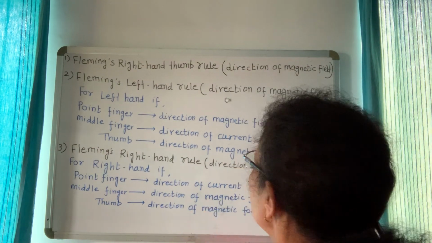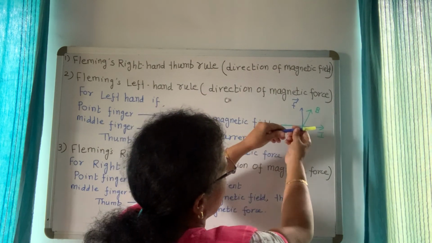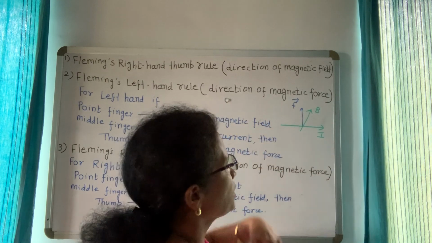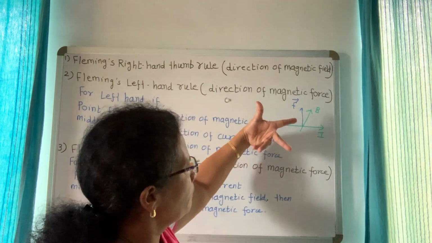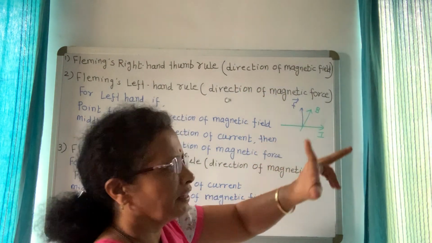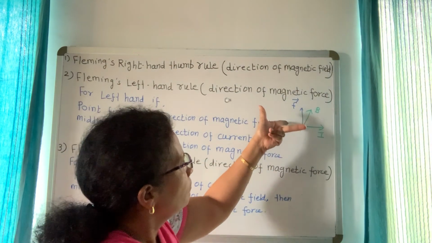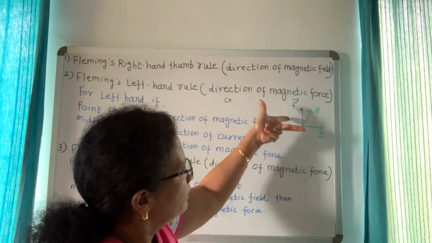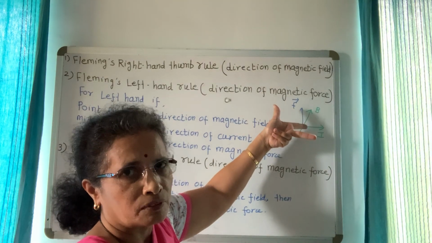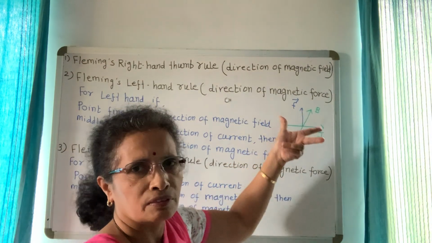So see this diagram. If this is the conductor, current moving in this direction, and the magnetic field is inward, right? So we have to find out the direction of force. So see, using Fleming's left hand rule, this is my left hand. See the direction of the magnetic field. The point finger represents the direction of magnetic field inwards. Then the middle finger gives the direction of current. So this is the direction of current. The thumb represents the direction of magnetic force. So this is in the upward direction. So this is the direction of force, right?